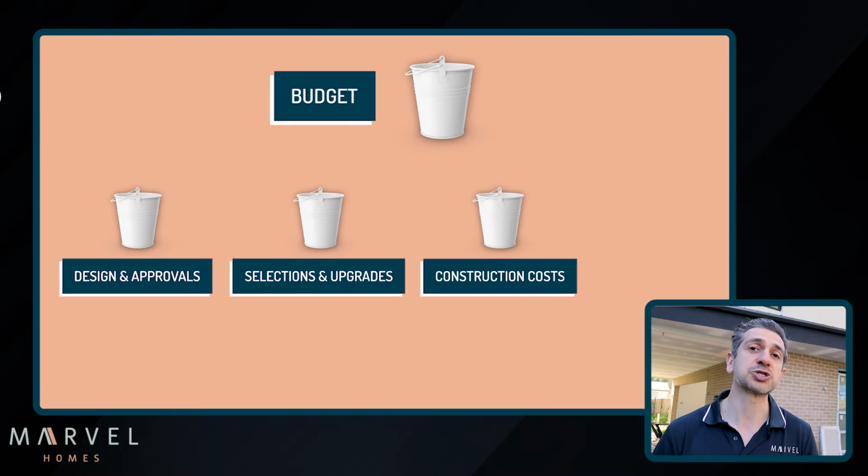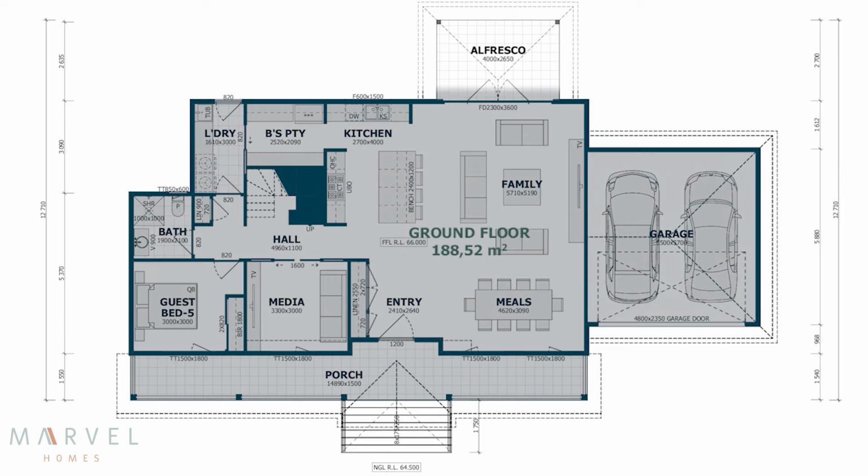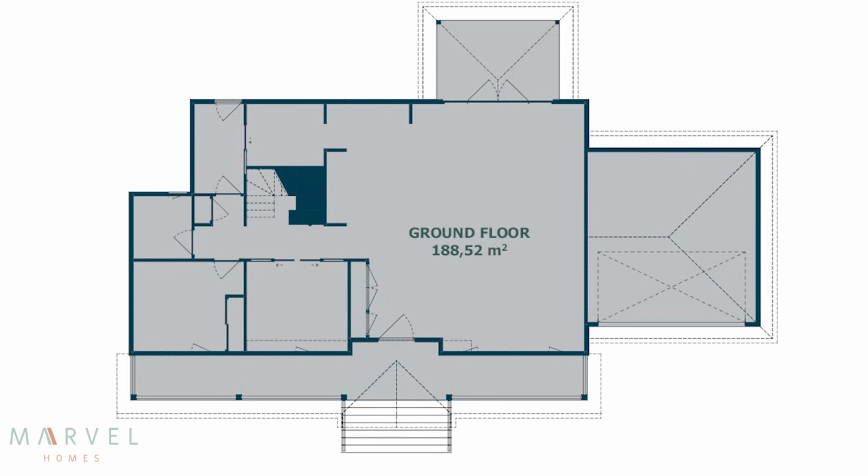Bucket number 4 is construction cost. This is for the built area. The built area is calculated between the porch and the alfresco. Everything in between is the built area, where the builder has all the control. If they have the right specification and documentation, then you're good to go. You're on a winning project and a successful build.